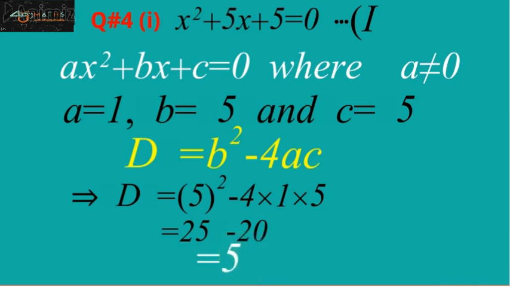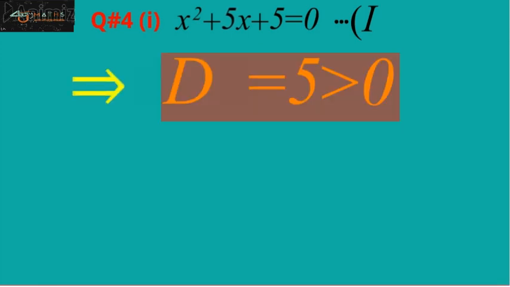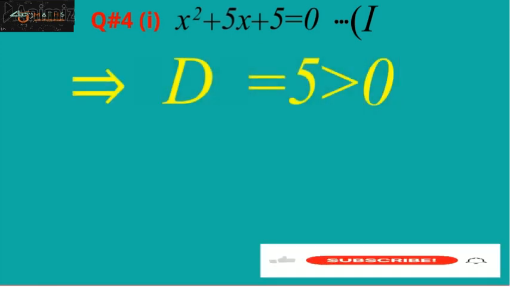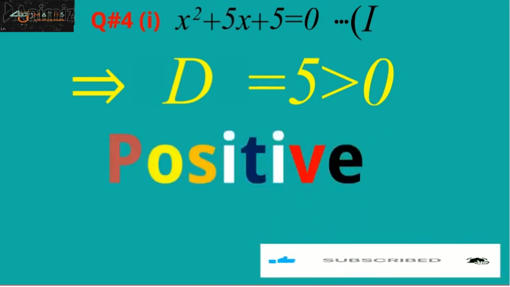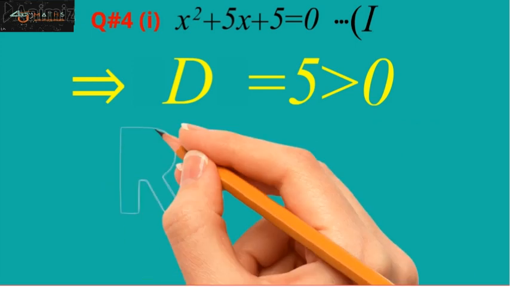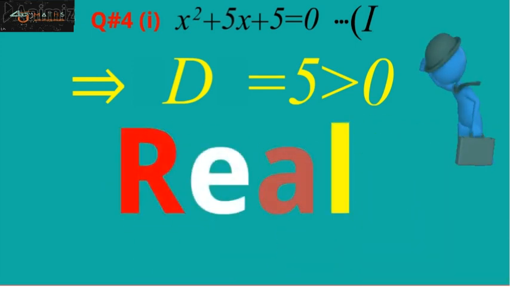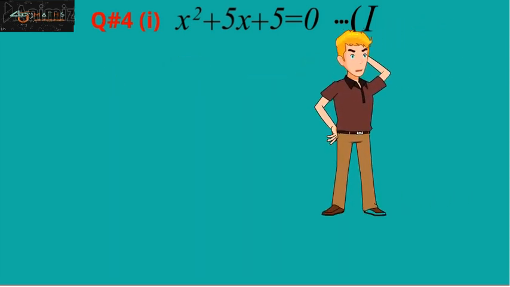As we see, the value of the discriminant is greater than 0. Greater than 0 means the value is positive. And we know the result: if the value of the discriminant is positive, then the roots will be real. So this is the first part of the question, that we have proved that the roots of the equation will be real. Now let us verify this statement.